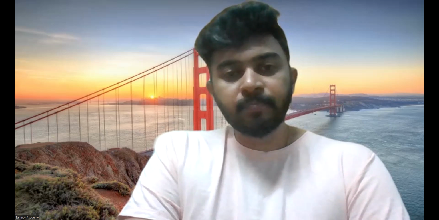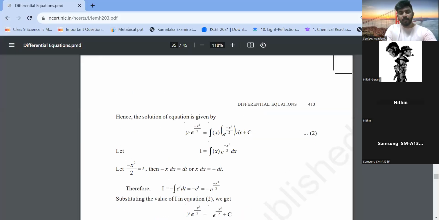So hi guys. In today's session, we are going to discuss the most important topic, that is differential equation integrating factor. Okay. So the basic criteria for doing this is we have to know integration by parts and some simple differential equations. That's all. So I'll share the PDF.